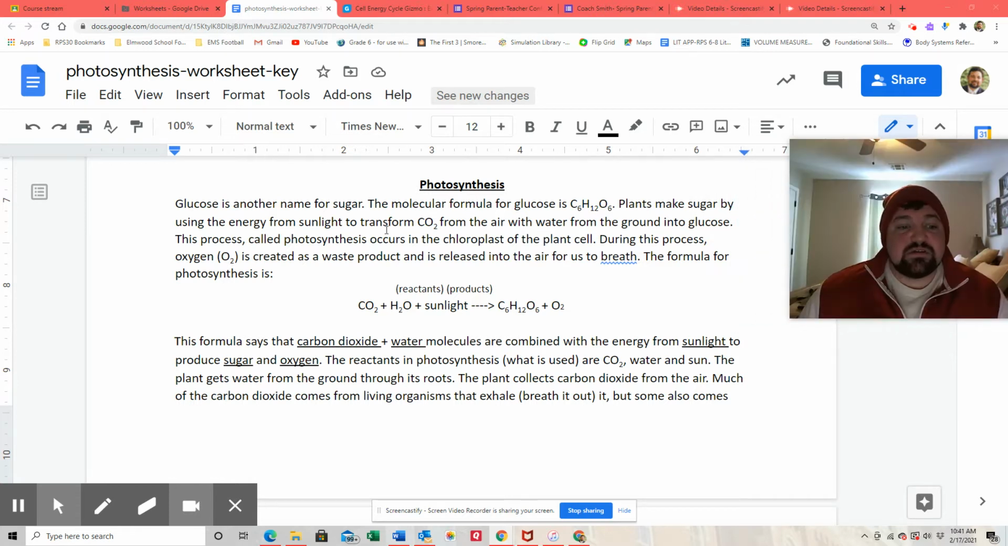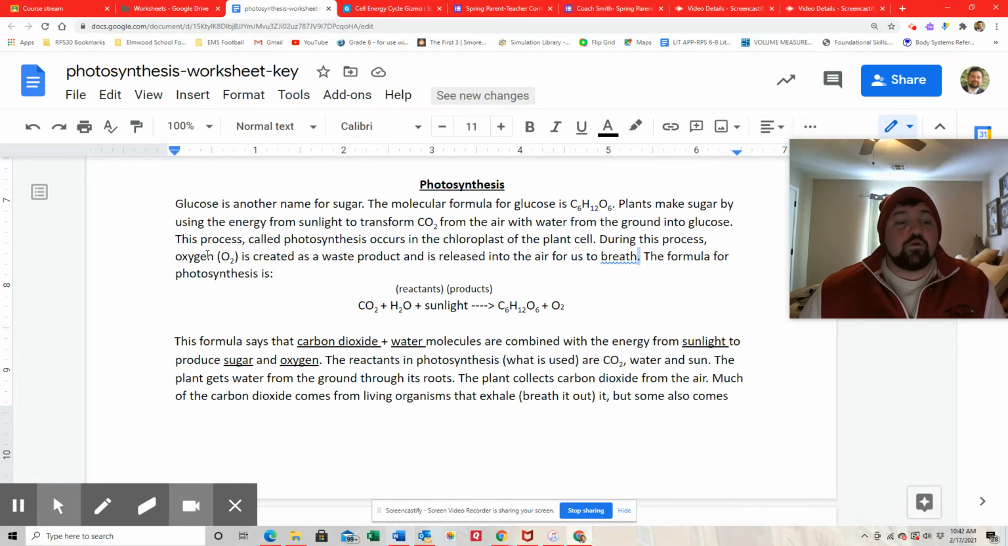Photosynthesis. Glucose is another name for sugar. The molecular formula for glucose is C6H12O6. Plants make sugar by using the energy from sunlight to transform CO2 from the air with water from the ground into glucose. This process, called photosynthesis, occurs in the chloroplast of the plant cell. During this process, oxygen, O2, is created as a waste product and is released into the air for us to breathe.